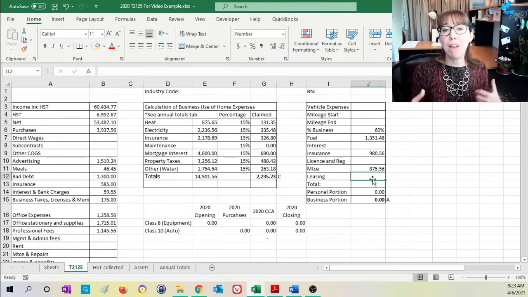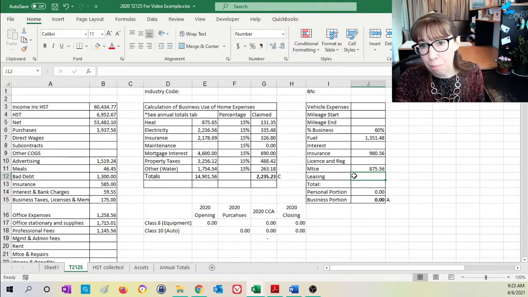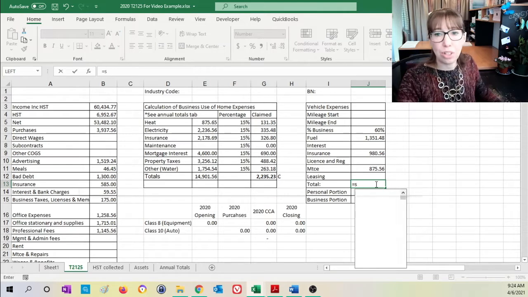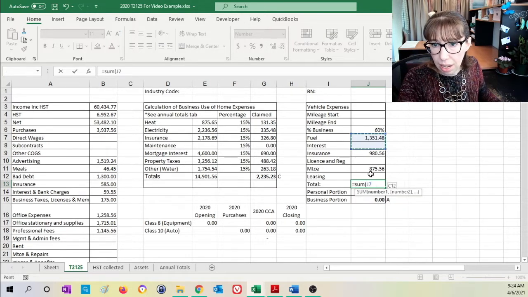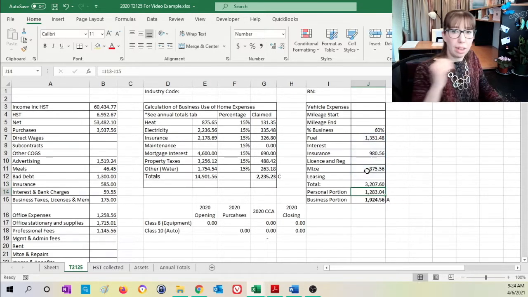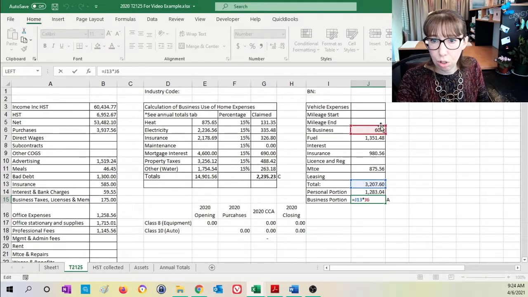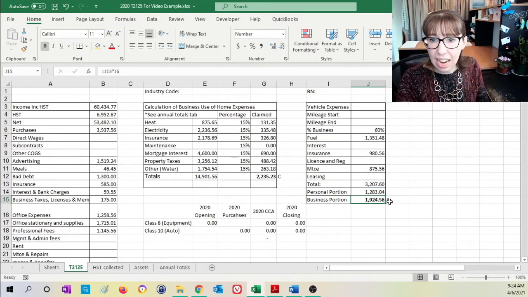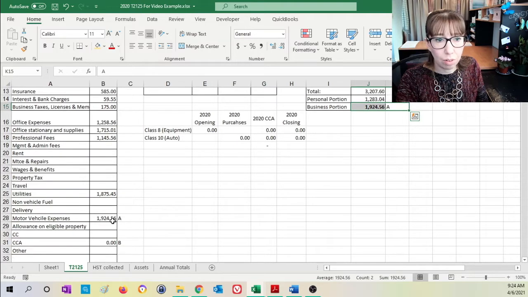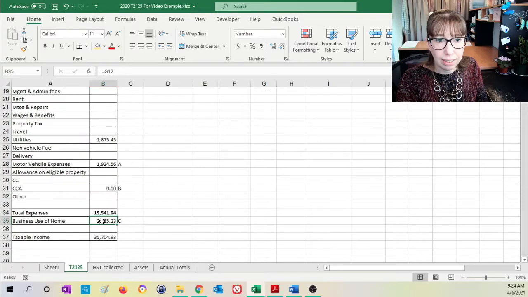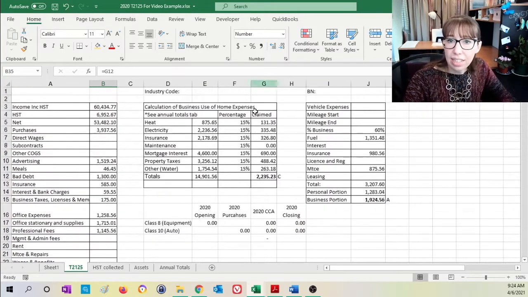And again, if I was leasing my vehicle, we can claim those leasing payments right here. Then we would make sure that these are all totaled up, add them all up. And then again, we can see that this is multiplying this total by 60%. And this A box is going over here, and this C box is going over here. And that is the vehicle expenses of the T2125.